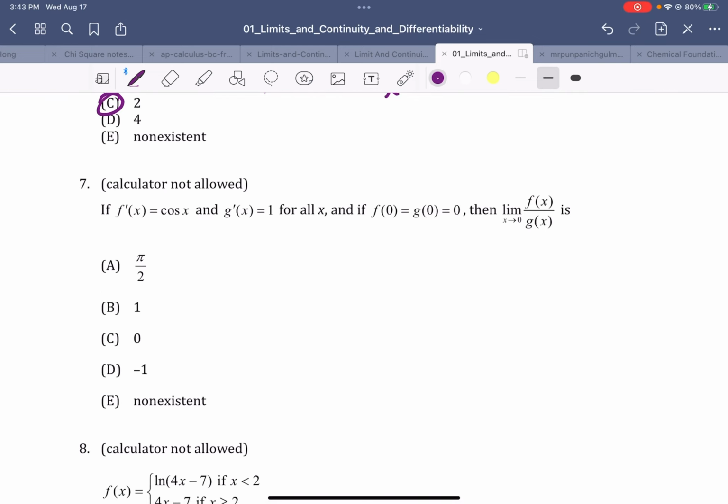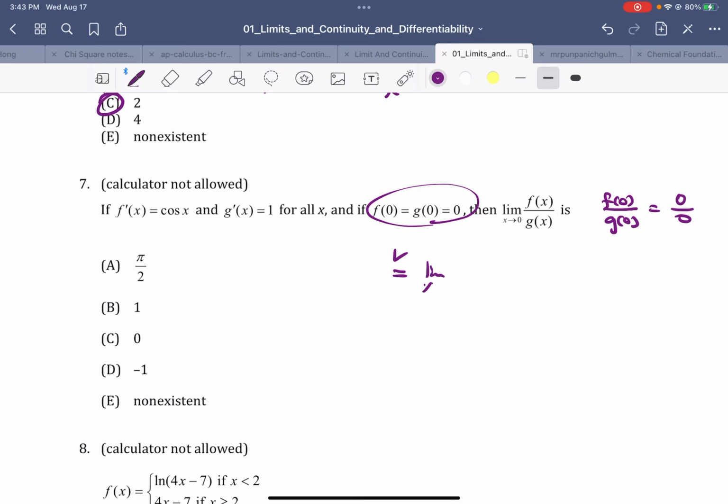Number 7, f prime of x is cosine x and g prime of x equals 1 for all x values. And they said f of 0 and g of 0 both equal 0. Then limit as x approaches 0 of f of x all over g of x is what? So when you plug in 0, that's f of 0 over g of 0. So that's 0 over 0. So that means you can use L'Hopital's rule. Okay, 0 over 0 format or infinity over infinity, you can use L'Hopital's rule.